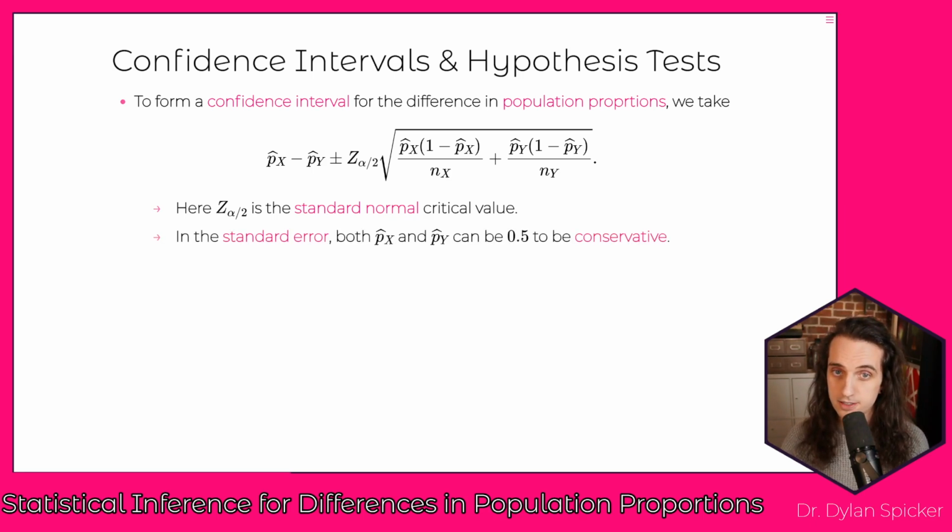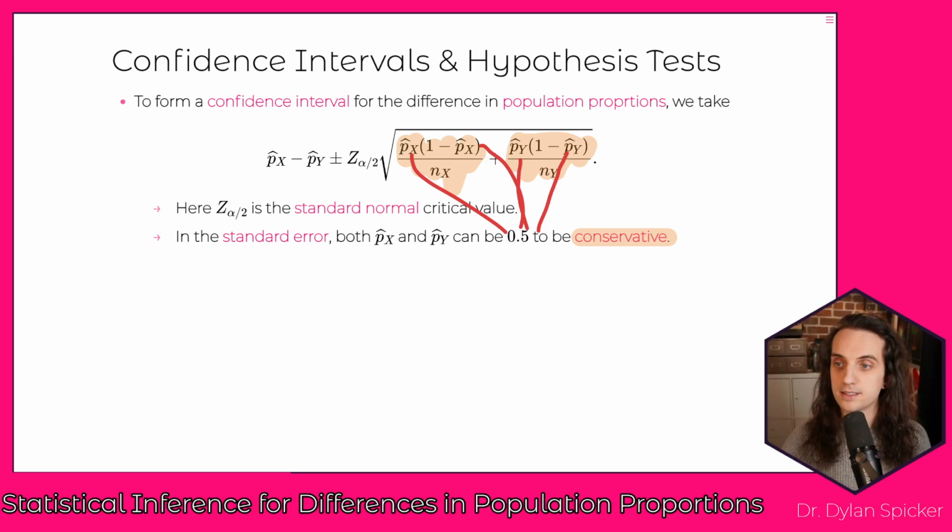In the standard error expression, when we're looking at our actual standard error over here, if you want to be conservative with our confidence interval, then we can take both of these values to be 0.5, right? So we'd be plugging in 0.5 for p hat y and 0.5 for p hat x, and in that way we're dealing with this conservatively. Okay, and so we can always take that as an option. This is good if you want to be particularly cautious with your confidence interval.